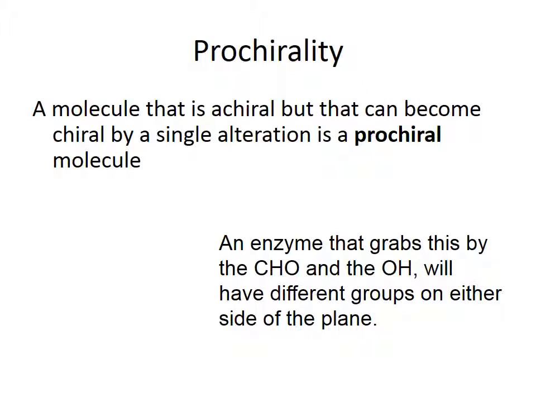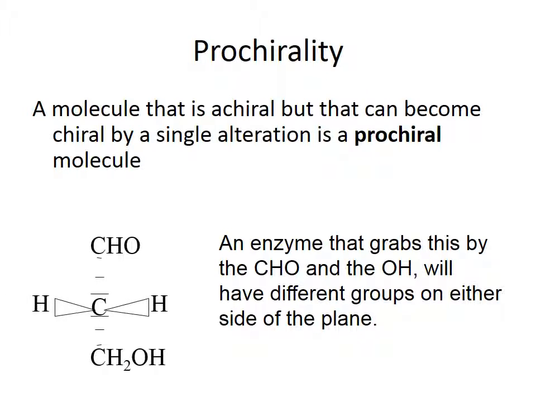Okay, what we're going to do is look at a molecule that is not chiral, that has an achiral carbon, but it could become chiral by changing one of the groups. This is called a prochiral molecule, or a prochiral carbon. So this is another type of prochirality. So let's look at this molecule.